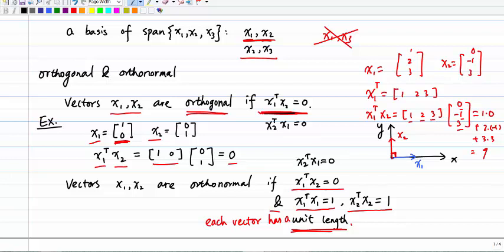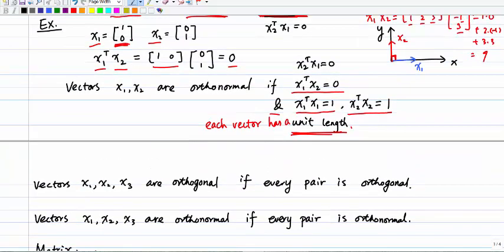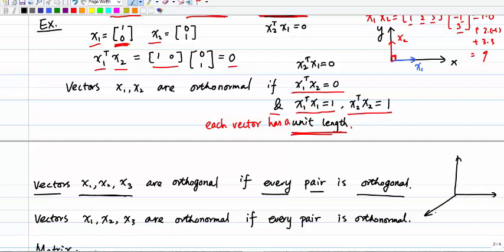For a pair of vectors, you can also define a set of vectors as orthogonal. The vectors x1, x2, x3 are orthogonal with respect to each other if every pair is orthogonal. If I draw a picture of that, you can see it somehow like this: this is one of them, this is another one, and this is the last one. They are perpendicular to each other.